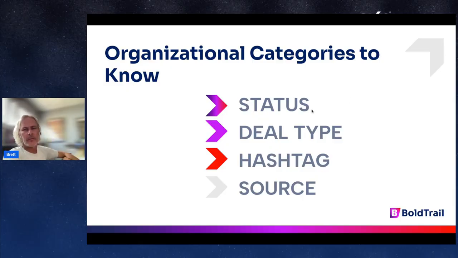What's the status? You got to pick one. It's a new lead. It's a prospect. It's a contract. It's a client. It's closed. Deal type: it's a buyer. It's a seller. It's a renter.